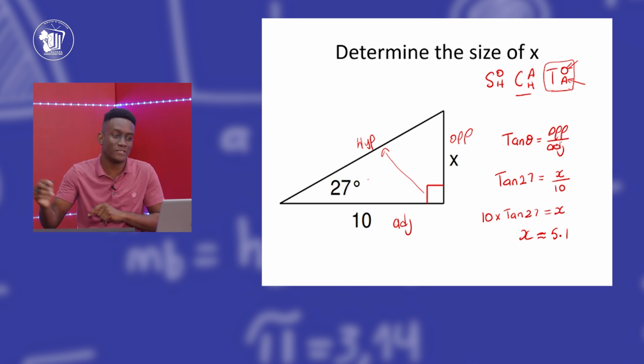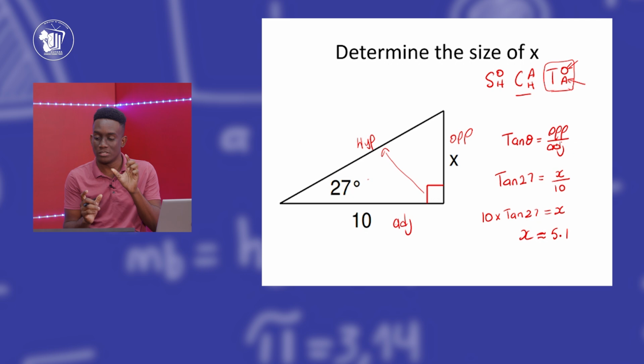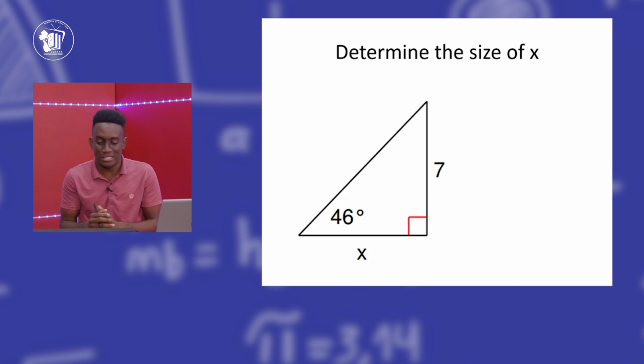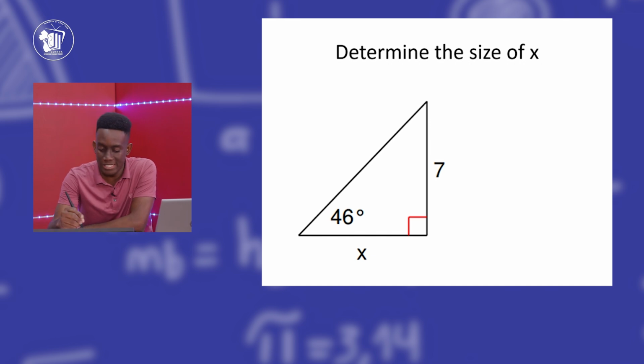Step 1, label. Step 2, find a suitable ratio. And step 3, substitute, and then we solve. So let's look at another one. In this case, we see 46 would be the degree of reference, so that would be theta. So let's label now. The side opposite the right angle will be the hypotenuse. And the side opposite the angle that we are given would be the opposite. And here would be the adjacent side.